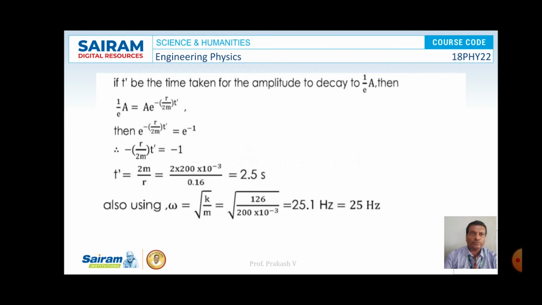Also, we know that omega is equal to square root of k by m. Substitute the values of k and m here, that is k is 126, m is 200 grams. On simplification, the value of omega is going to be 25 hertz. So this is the solution for the given problem.